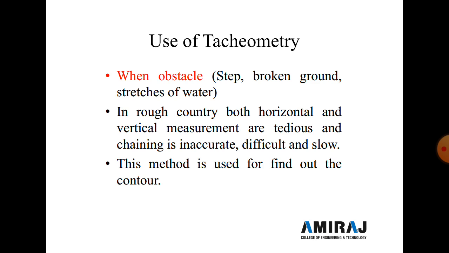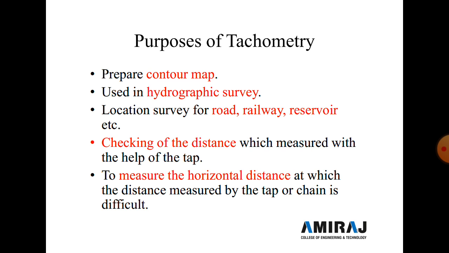So all of you know about the contour. A contour is an imaginary line passing through different points at the same level, and we measure the vertical distance of different points easily. So this tacheometric method is used. Now next is the purpose of tacheometry. Here we prepare a contour map. All of you know about the contour.